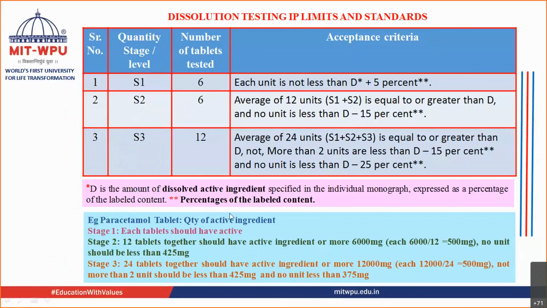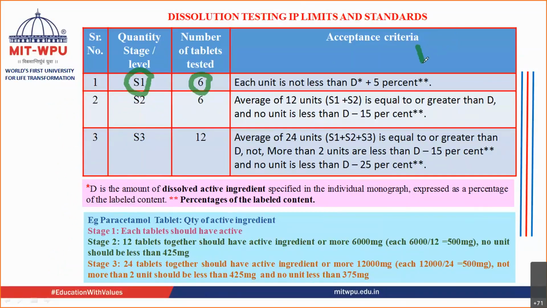Now, what are the limits and what are the standards that you have to find out? The test is carried out in 3 stages. The first stage is known as the S1 stage. In the S1 stage, you take 6 units. It means you take 6 tablets, and these 6 tablets are put inside the dissolution apparatus.